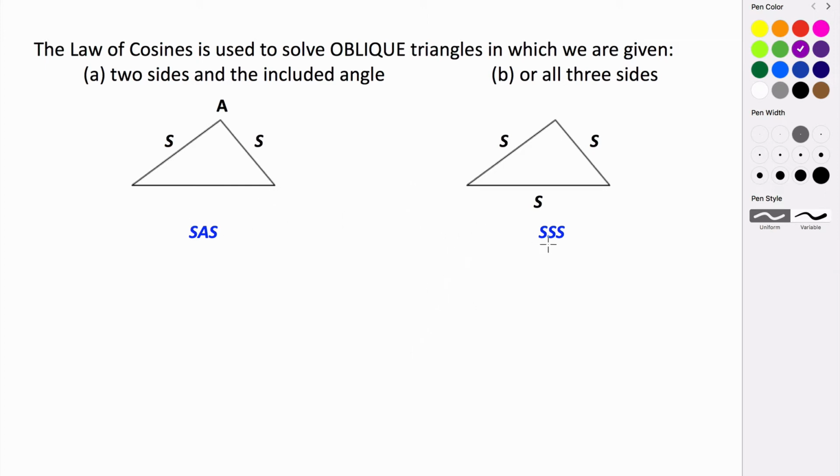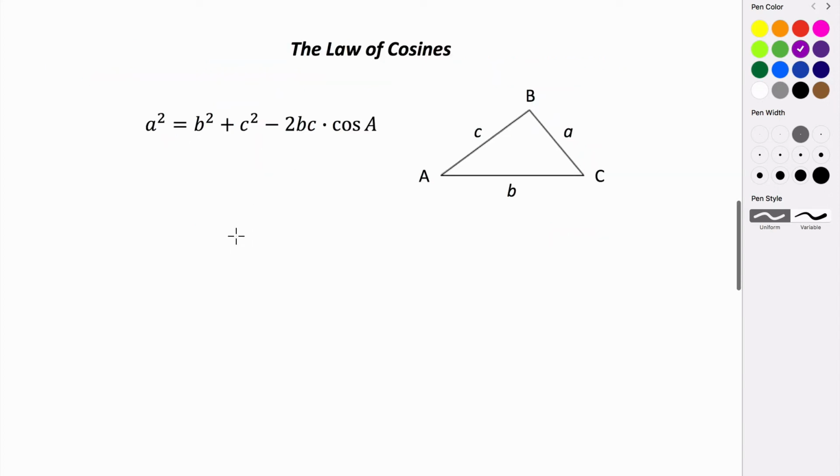So for side angle side and side side side triangles, we use the law of cosines, whereas for a side side angle, angle angle side, or angle side angle triangle, we would use the law of sines. So let's take a look at what the law of cosines says.